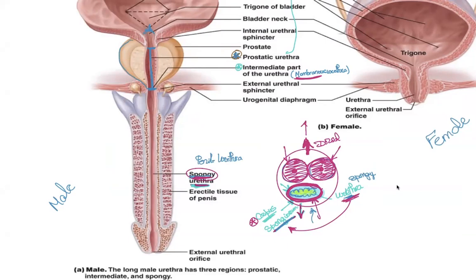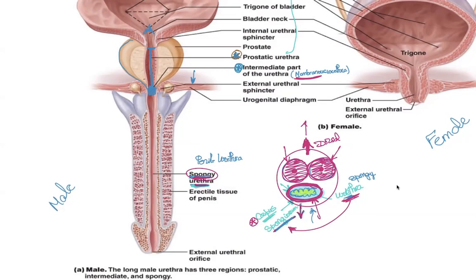And then I have a portion of the urethra that travels through the urogenital diaphragm. This is called the intermediate urethra or membranous urethra. And then we have this part of the urethra that travels in the penis. This is going to be the spongy urethra or the penile urethra. Spongy urethra or penile urethra, those are essentially the same thing.